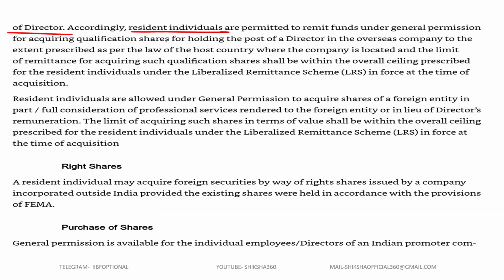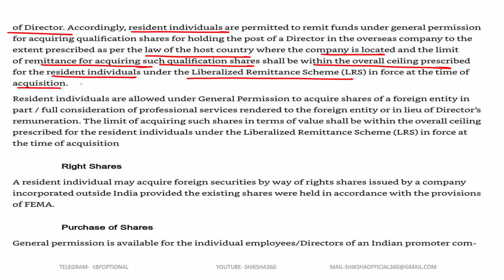Accordingly, resident individuals are permitted to remit funds under general permissions for acquiring qualification shares for holding the post of director in the overseas company, to the extent prescribed as per the law of the host country where the company is located. The limit of remittances for acquiring such qualification shares shall be within the overall ceiling prescribed for the resident individual under the liberalized remittance scheme in force at the time of the acquisition. Clear? So that much amount has to be under the liberalized remittance scheme.